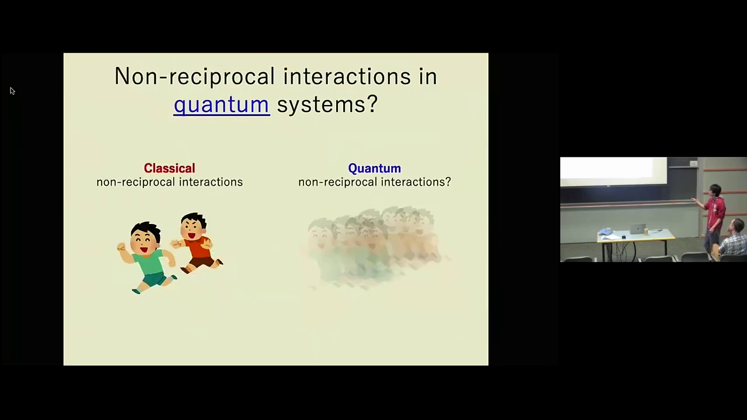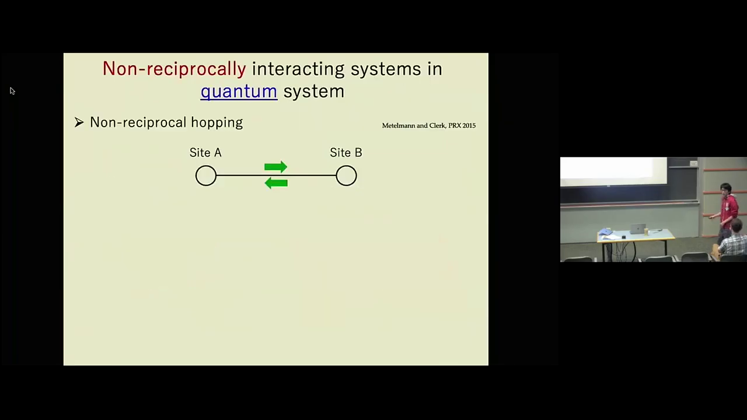So my goal is to see whether these kind of interesting non-reciprocal phenomena can occur in quantum systems. And actually, I'm not the only one that's asked this question. In the quantum optics community, non-reciprocal interaction has been of interest from very different contexts, and people have proposed and implemented experimentally some sort of non-reciprocal interaction. Let me explain their proposal.